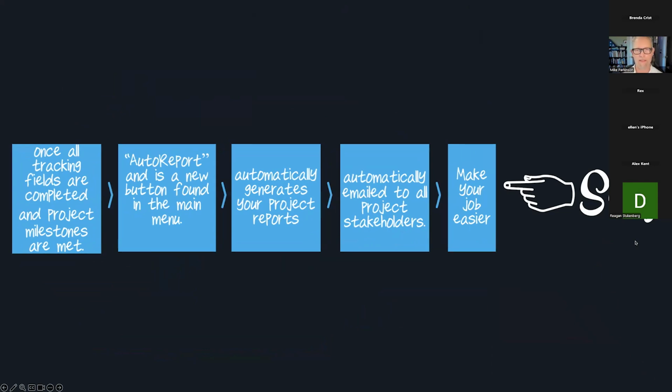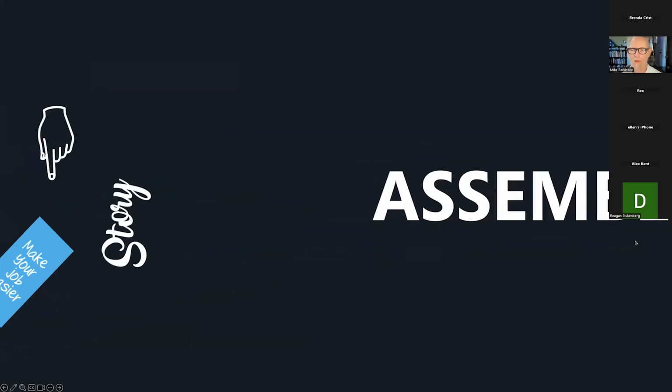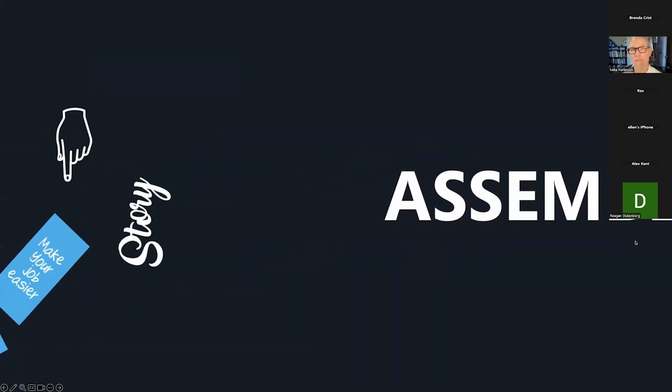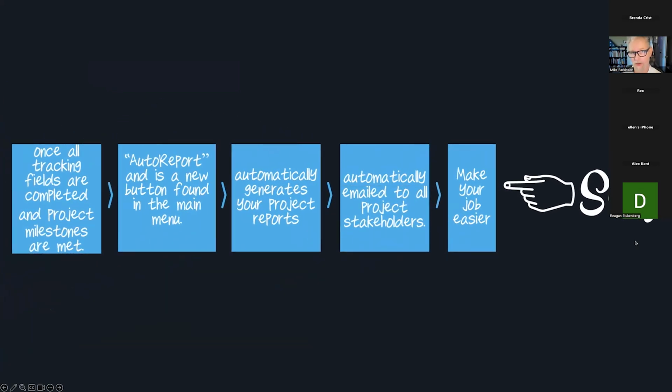So once upon a time, there was a person who filled out all the tracking fields. They clicked the auto report button and it automatically generated project reports and automatically emailed them to all project stakeholders. Huzzah! Ultimately, their job became much, much easier. So that is the way we're going. That's assembling it, and we're getting much, much closer to a graphic.